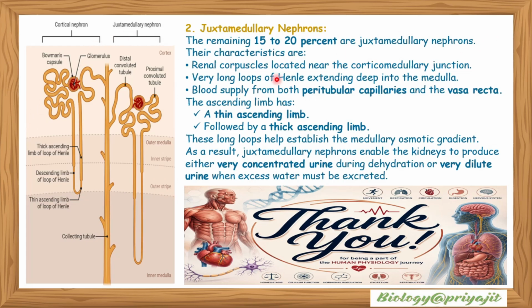Their characteristics are renal corpuscles located near the corticomedullary junction, and very long loops of Henle extending deep into the medulla. Blood supply is from both peritubular capillaries and the vasa recta. The ascending limb has a thin ascending limb followed by a thick ascending limb. This is the thin ascending limb and this is the thick ascending limb. These long loops help establish the medullary osmotic gradient. As a result, juxtamedullary nephrons enable the kidneys to produce either very concentrated urine during dehydration or very dilute urine when excess water must be excreted.